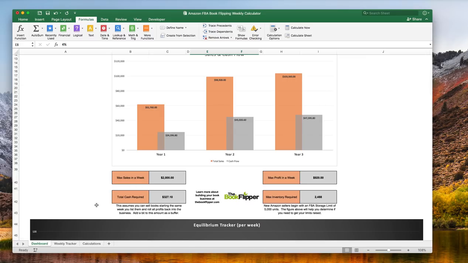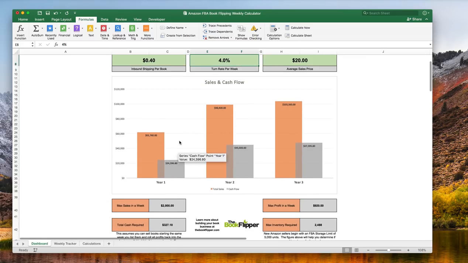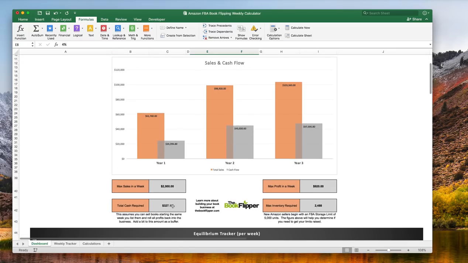Total cash required, this is a little bit misleading. This is assuming the inbound shipping is based on what you have here. It's also assuming you start selling your inventory right away. It probably is going to be double or triple this, as stuff takes a little bit to sell, and there's a little bit of a lag between when you send it to FBA or Amazon's warehouses and when it starts selling.